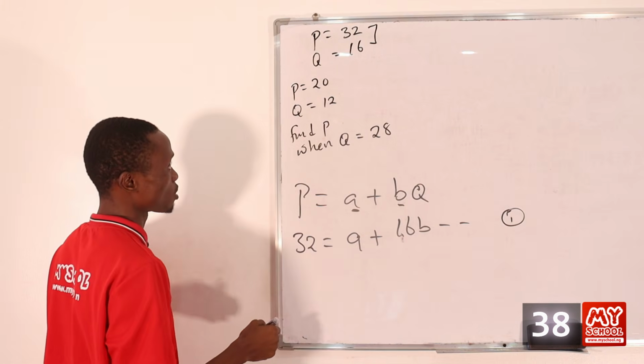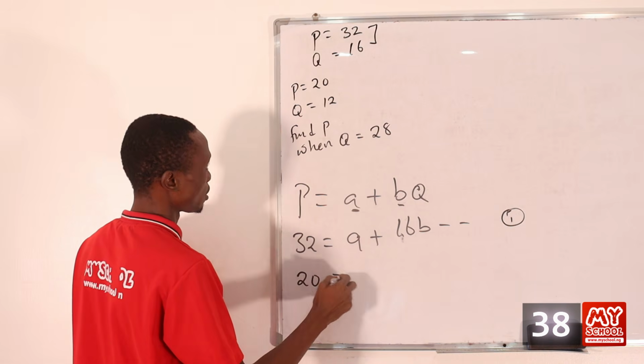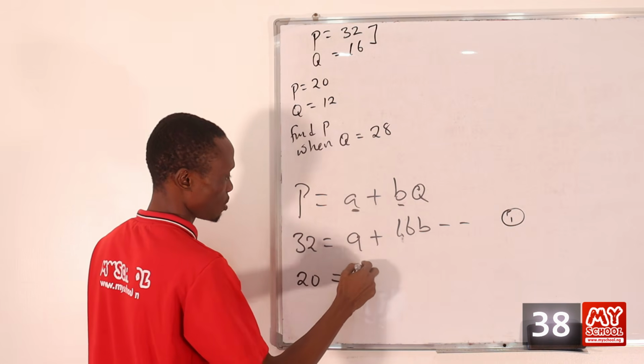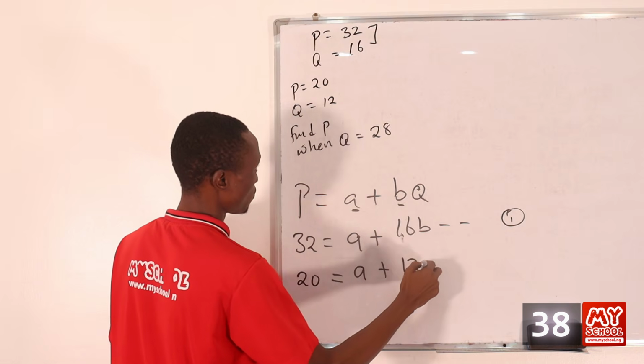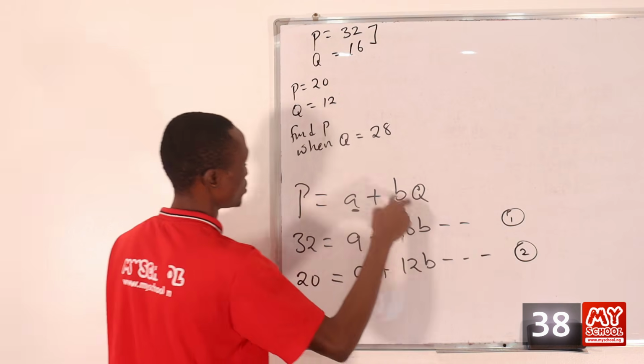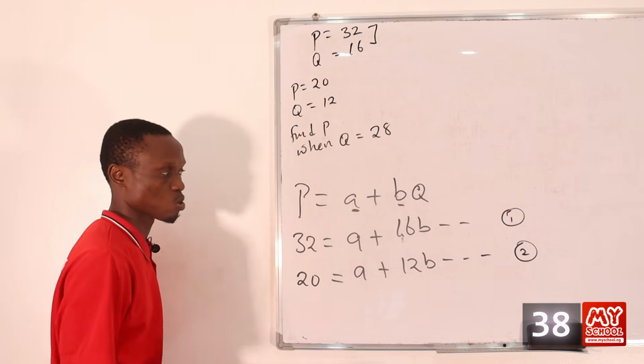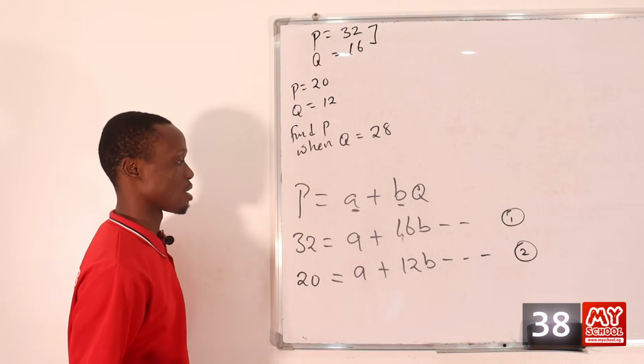For the second statement, we are told that P is 20 and Q is 12. So we have 20 = A + 12B, since Q is equal to 12. Now we have two equations which we can solve simultaneously.